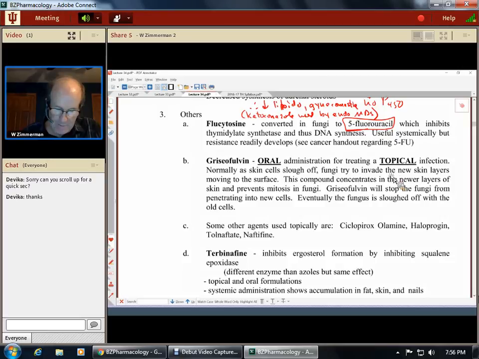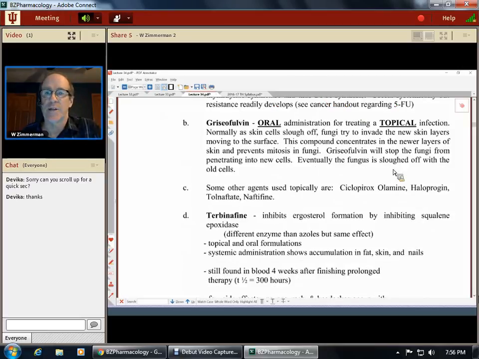Griseofulvin, this is an example of an oral administration for treating a topical infection. And it's because this drug will concentrate in the skin. And as the skin is sloughed off, the fungi keep trying to dive deeper into the skin, and this compound will concentrate in the new layers of the skin, prevent mitosis in the fungi. So fungi go down, they go right into this griseofulvin. Eventually this fungus is sloughed off.